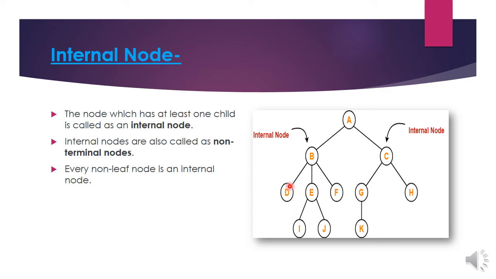Every leaf node is every non-leaf node. Here, how many leaf nodes are there? E is a non-leaf node, B is a non-leaf node and C is a non-leaf node. So these are the internal nodes.